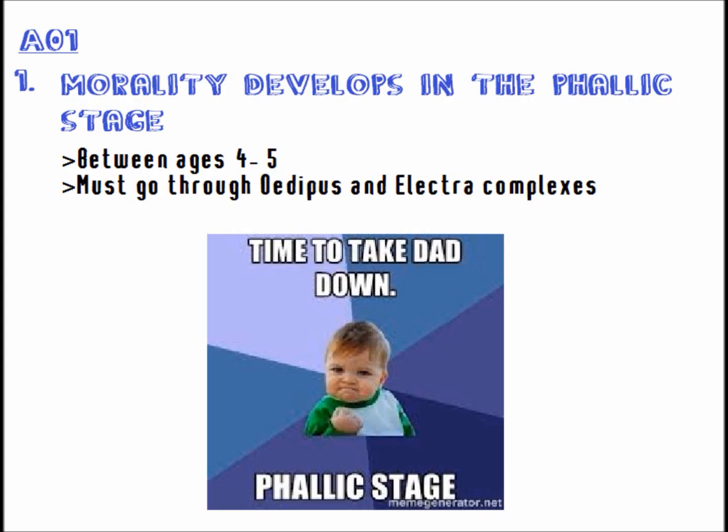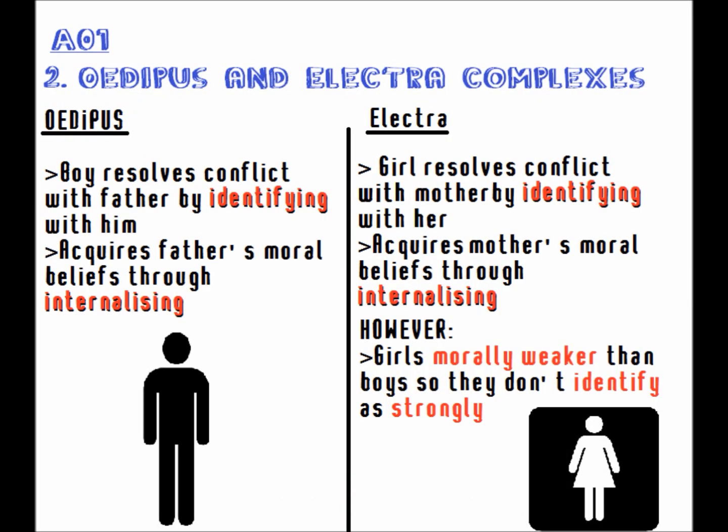Freud. Freud says that morality develops in the phallic stage between ages 4 to 5 by resolving the Oedipus and Electra complexes. Oedipus and Electra complexes. In the Oedipus complex, the boy resolves the conflict with his father by identifying with him, and then acquires the father's moral beliefs through internalizing them.